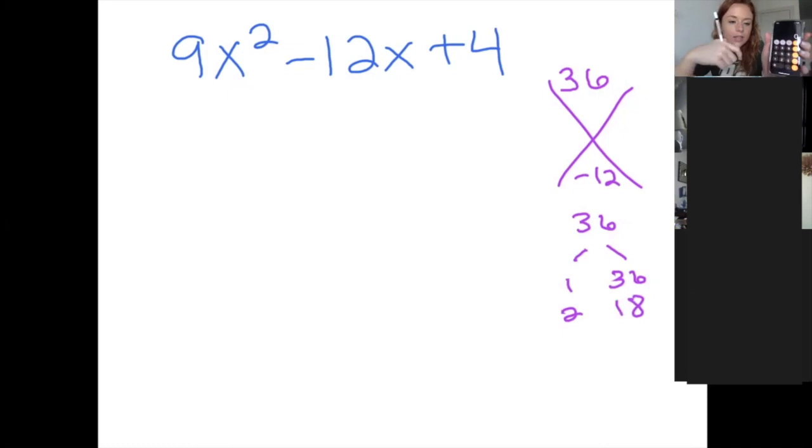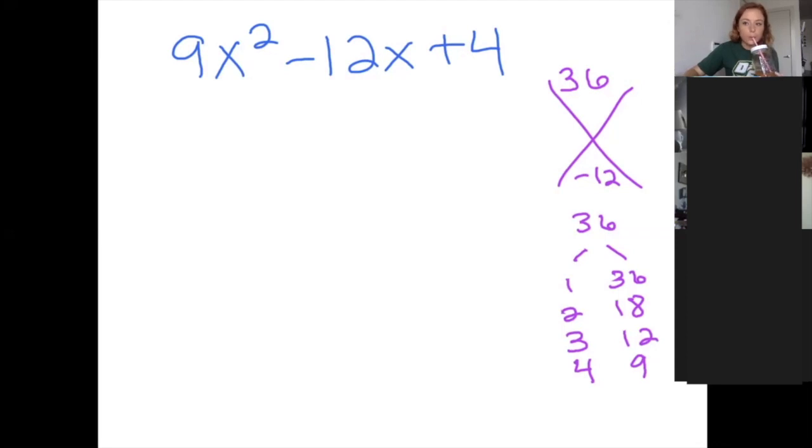Go to your calculator on your phone. 36 divided by 2 equals 18. Then you do 3. 36 divided by 3 equals 12. So 3 and 12. 4 and what? 9. Does 5 go evenly? No.